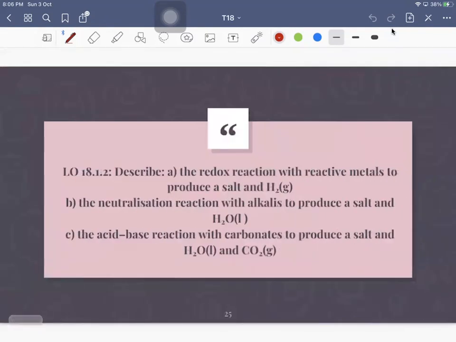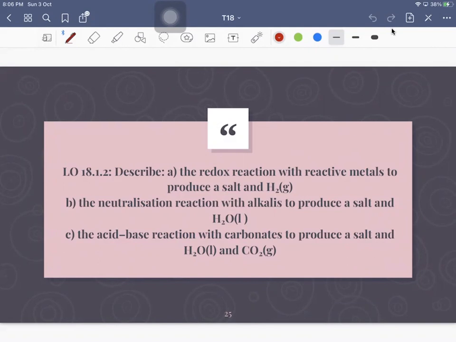The learning objectives that we are going to cover are the redox reaction with reactive metals to produce a salt and hydrogen, the neutralization reaction of acid with alkalis to produce a salt and water, and the acid-base reaction with carbonates to produce a salt, water and carbon dioxide.